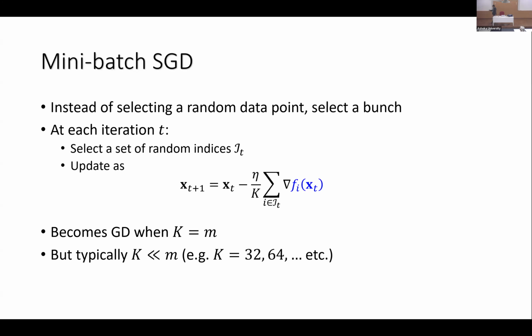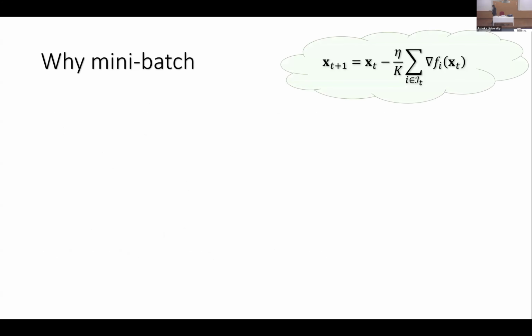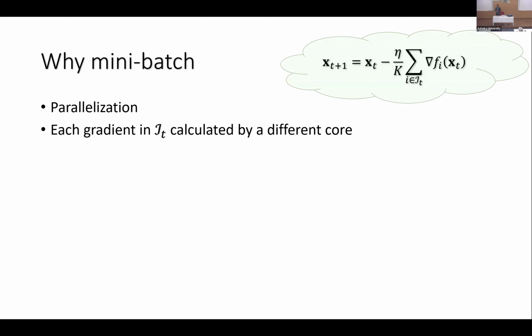How can parallelization help in the context of mini batch? So why do we use mini batch? That is the next question. Basically, the idea is that each gradient in this set J_t can be calculated separately by a different core or a different computer. So different computers calculate their gradients and then all of them merge these together to form the update term. And that's what we have at every iteration. So this way, what is the advantage?